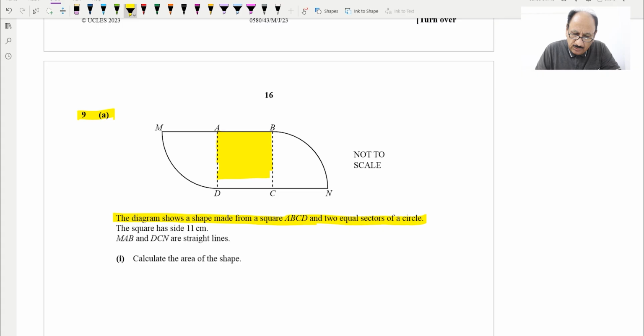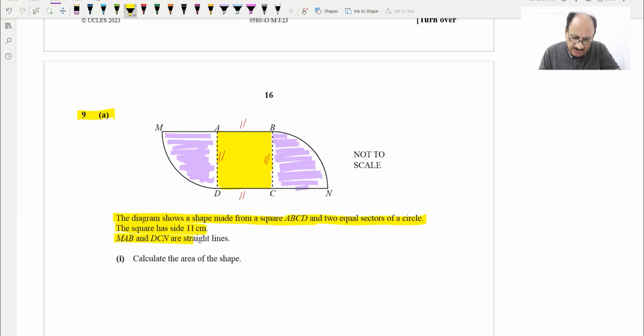This is a square, and two equal sectors of a circle. A sector of a circle is like this one, and this one is the other. So these are two sectors, and the square has side 11 centimeters. Each side is 11, this one also 11, this is also 11 and 11. All four sides are equal, 11 centimeters.